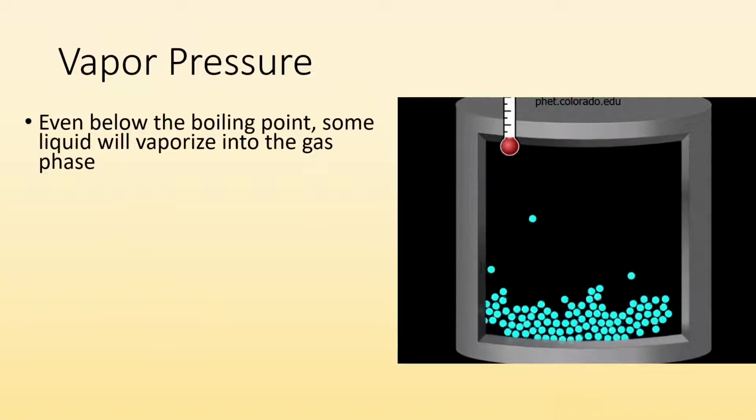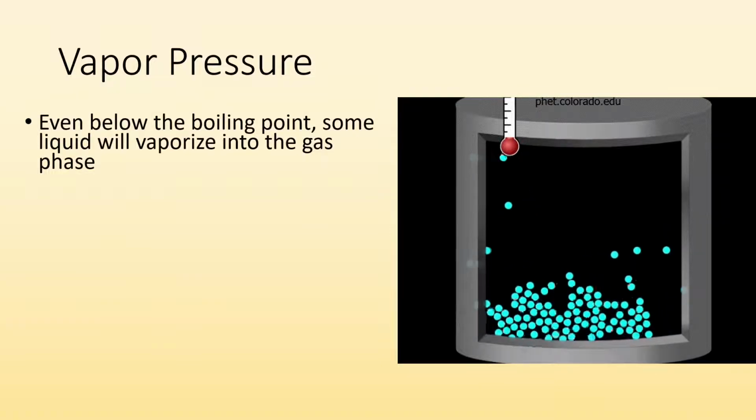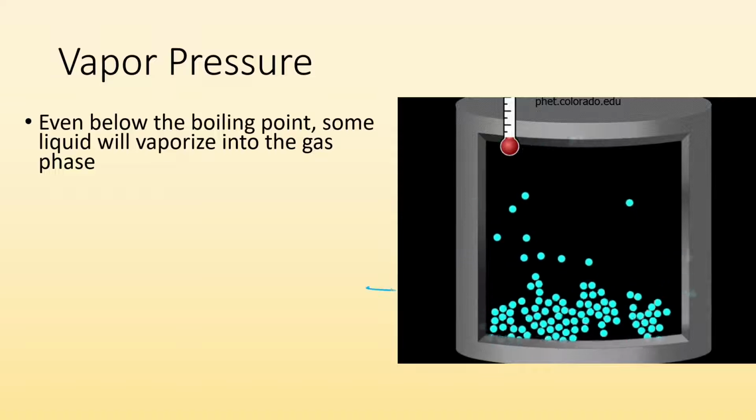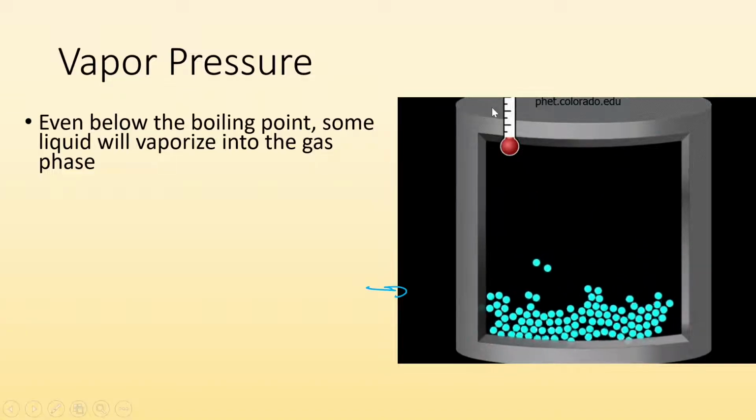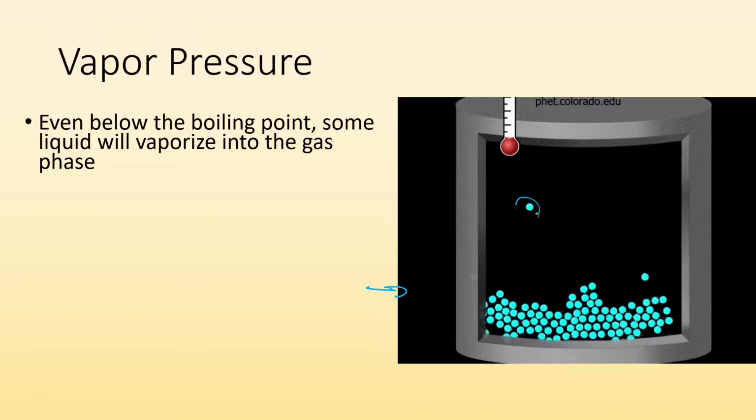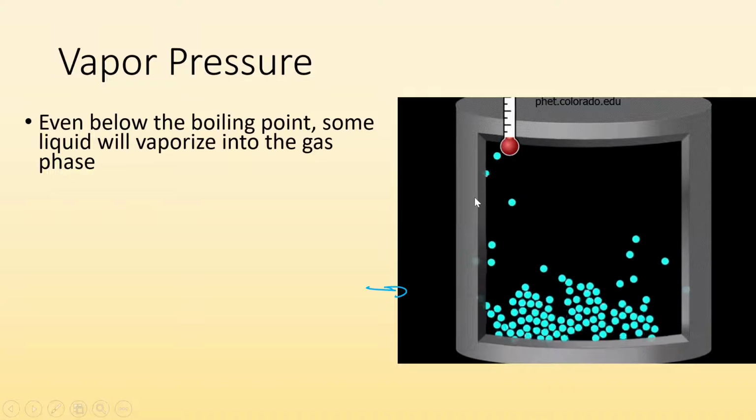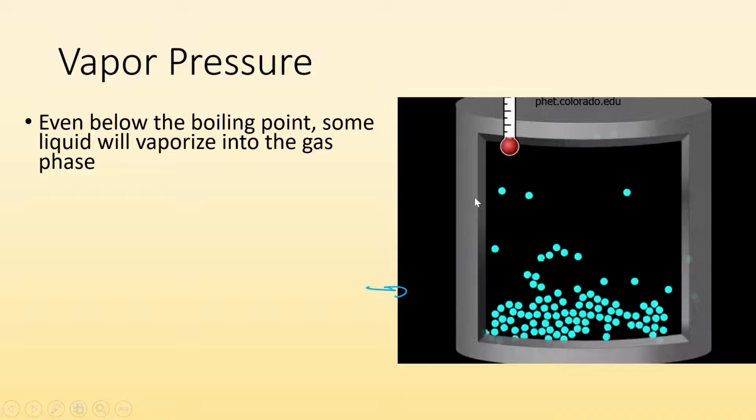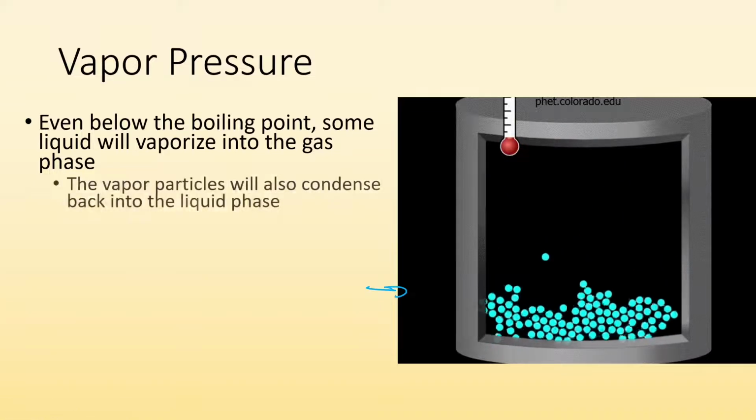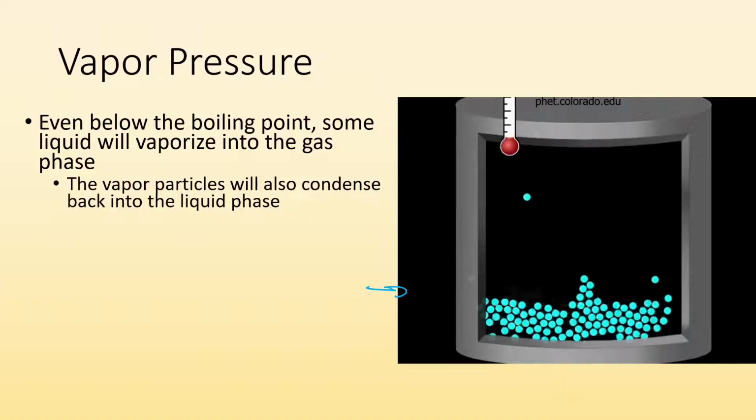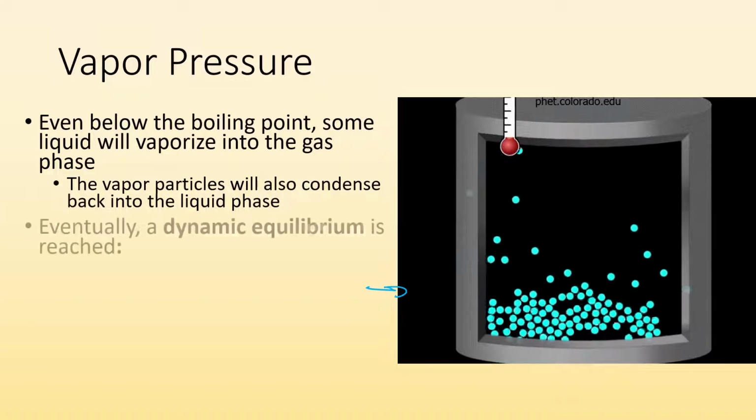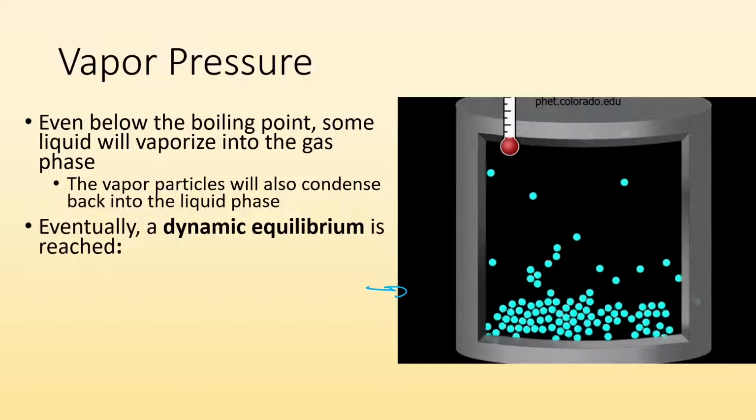Even below the boiling point, some liquid will vaporize into the gas phase. If you take a look at this animation courtesy of PhET.colorado.edu, we've got a liquid phase, and some of those molecules end up in the gas phase. If we come back after a certain amount of time, you can see more of them have vaporized. The vapor particles will also condense back into the liquid phase. Once we've reached this equilibrium, we call it a dynamic equilibrium.